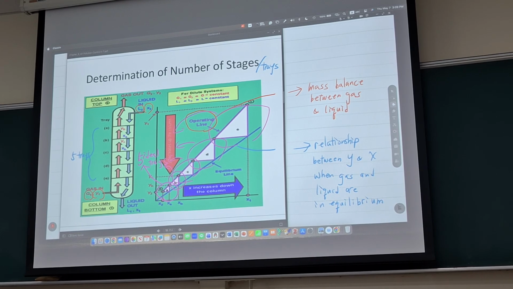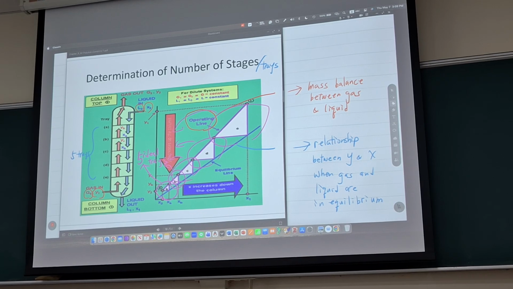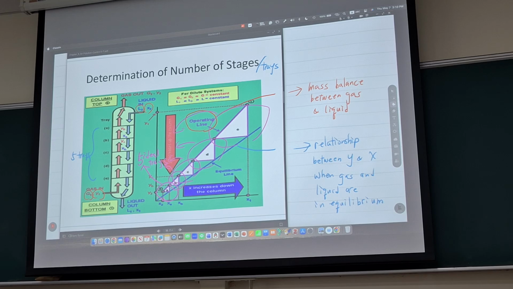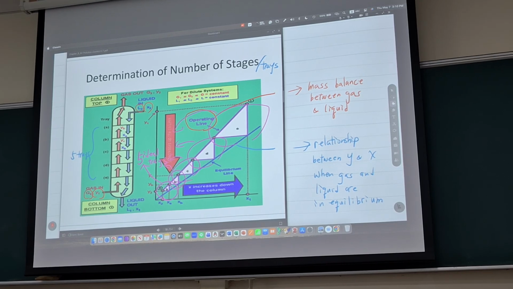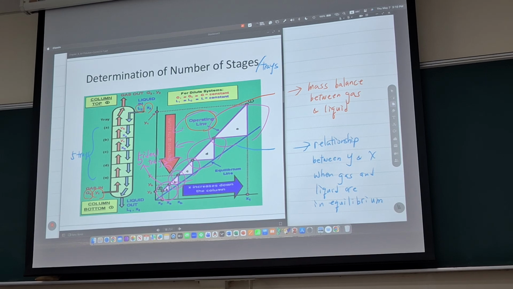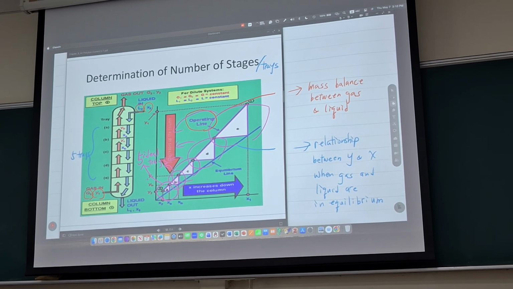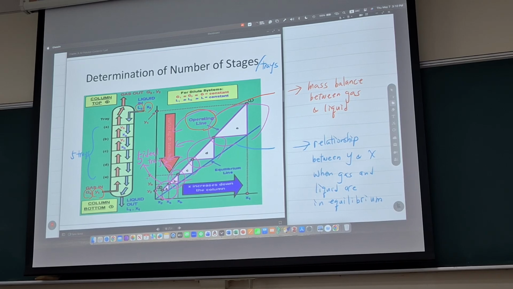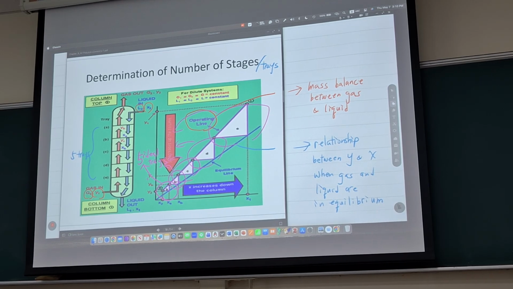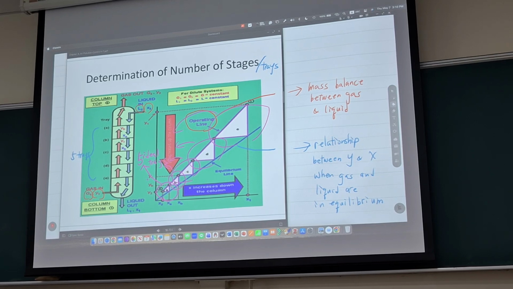Okay, have you learned this in unit operation yet? You've learned it already, right? Okay. So, the operating line must be above the equilibrium line. Then we start to draw this staircase. One staircase means one theoretical or ideal tray or stage. So in this case, we can draw 5 staircases. That means this absorption tower needs at least 5 trays or 5 stages to remove, for example, ammonia.